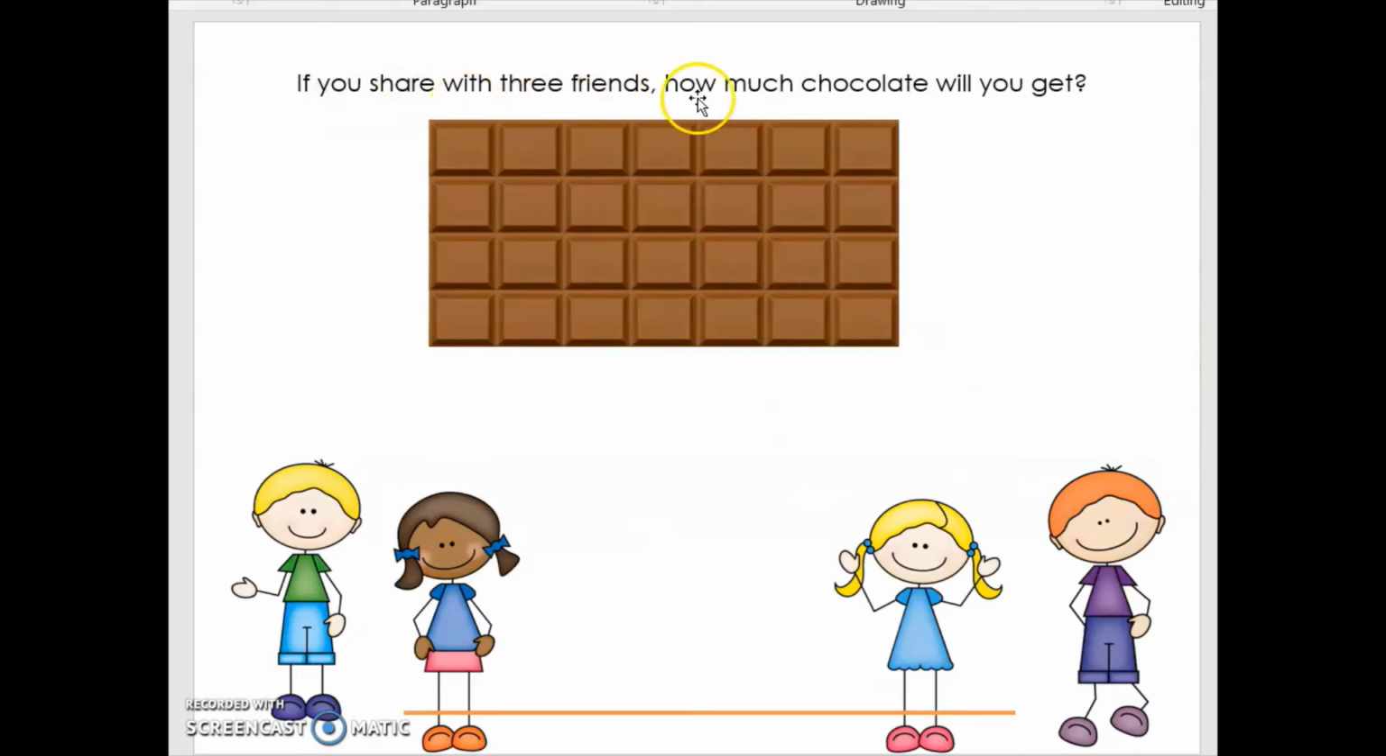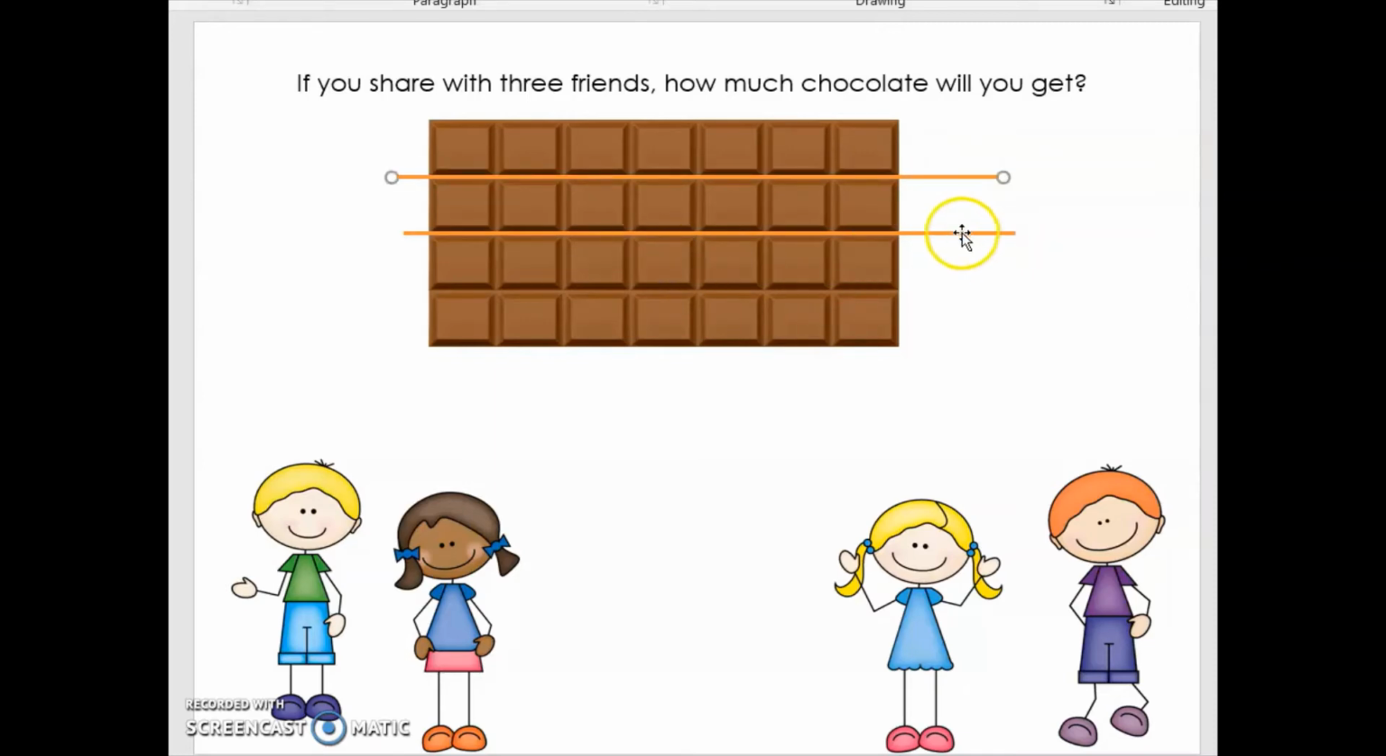If you share with 3 friends, now you've got 4. 1, 2, 3, 4 people. Oh boy, right? So there's 1. Let me see if I can duplicate. Yep. 2. Sorry, trying to get it up there. Yep. 1, 2, 3, 4 pieces, right? Because you've got 3 friends and you, that's 4 people.